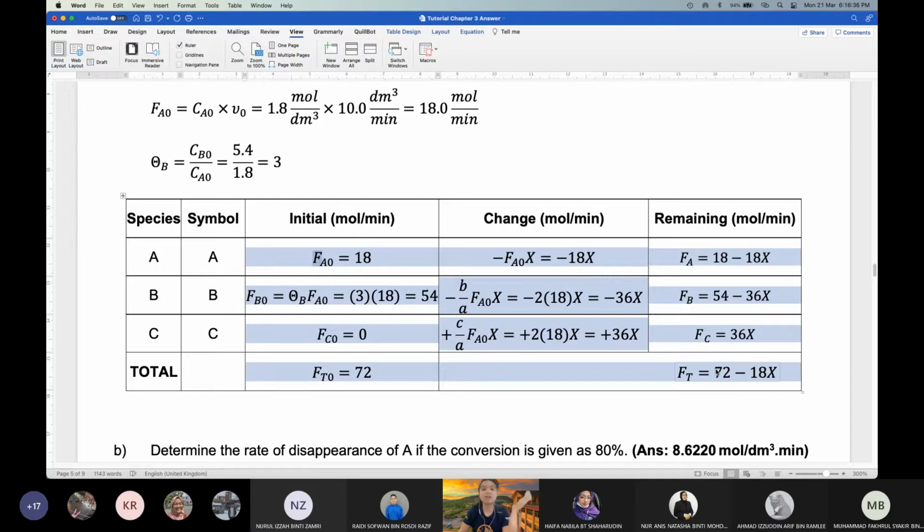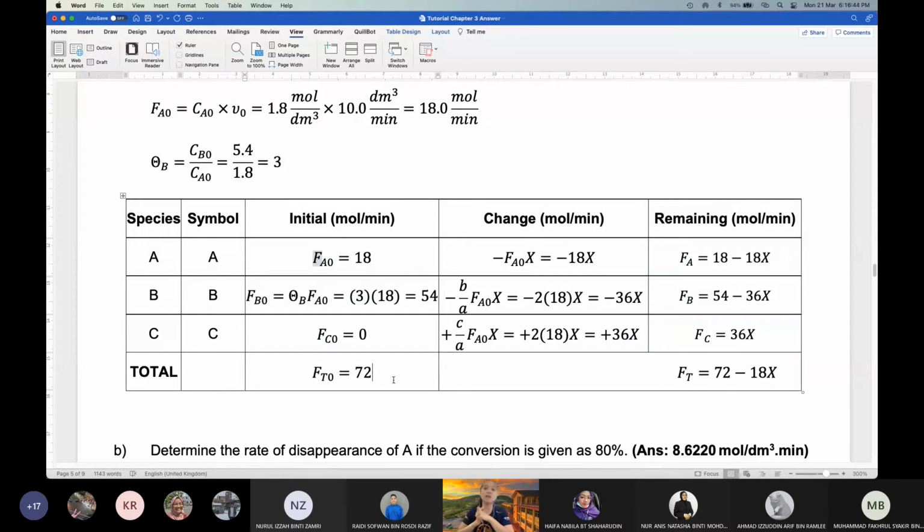So when you have extra time later or another day, try to do it on your own. To know whether your table is correct or not, just look at the total remaining and the total initial. If your total remaining and total initial are the same as the answer I gave, it is correct. It will definitely be correct. If your total initial and total remaining in your table are the same as the final answer in my question, it means you did the table correctly. Okay, so done for the table.